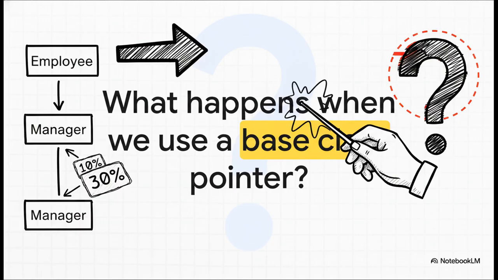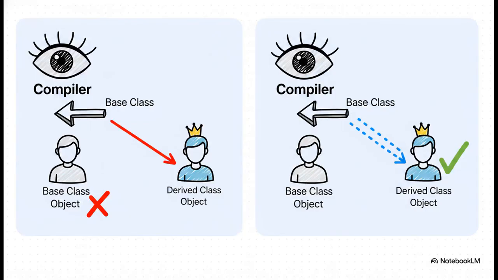But here's the kicker. What happens if we try to use a base Employee pointer to point to a Manager object? This is where things get weird. And this right here, this is the absolute heart of the problem. Without the virtual keyword, the C++ compiler decides what to do at compile time. It looks at your pointer and says, oh, that's an Employee pointer, I'm calling the Employee version of the function. It totally ignores the fact that at runtime, it's actually pointing to a Manager. This is called static binding, and it's not what we want here.